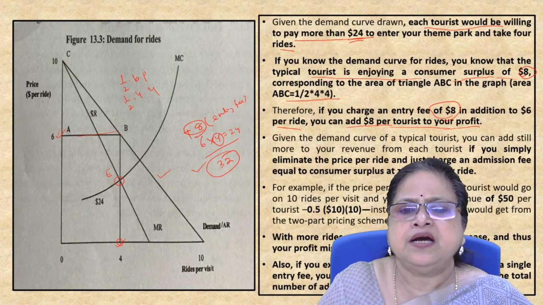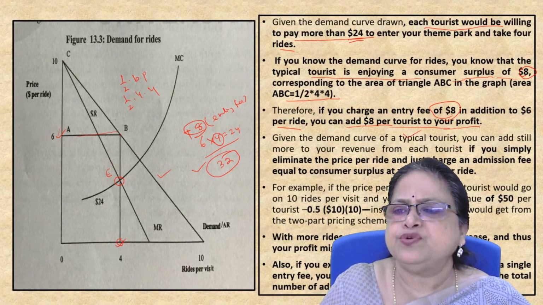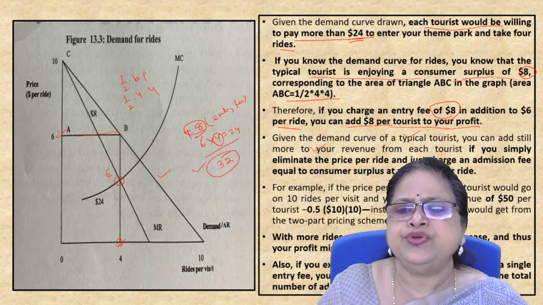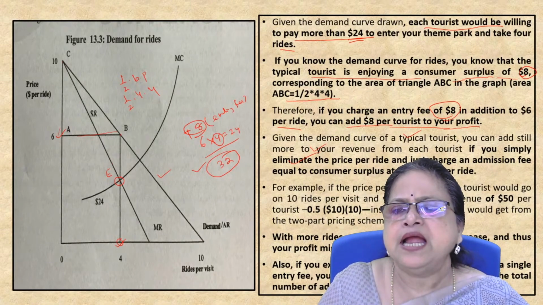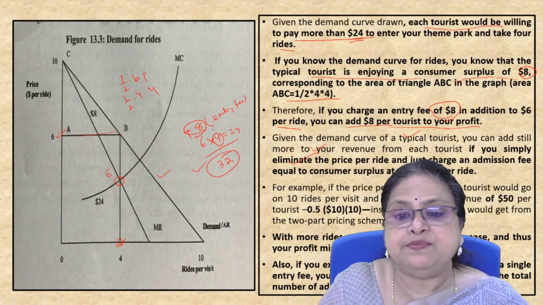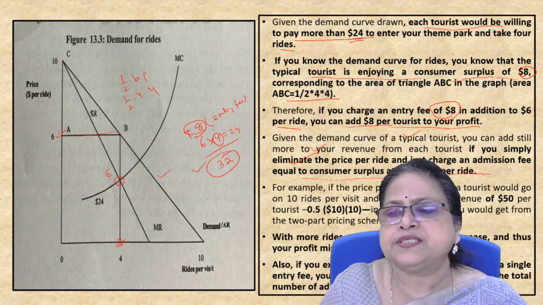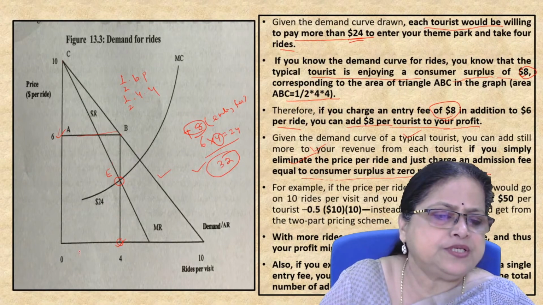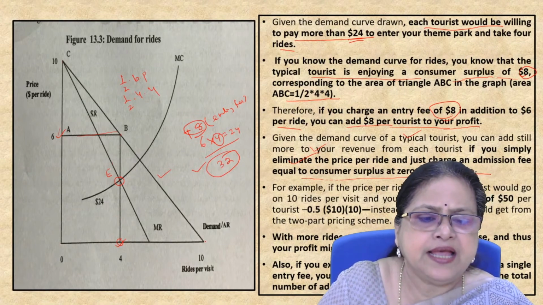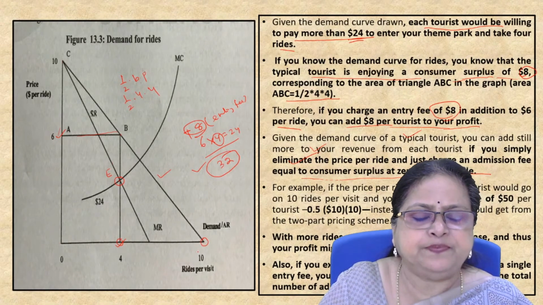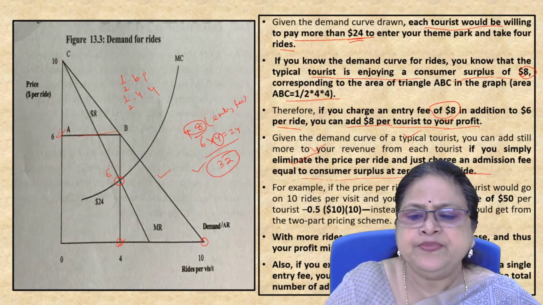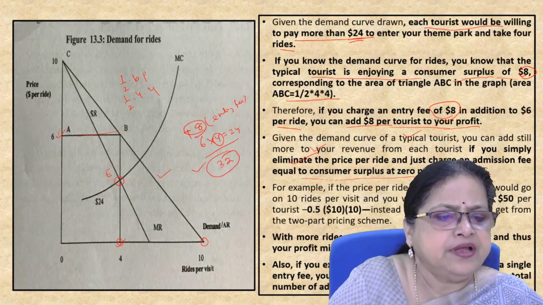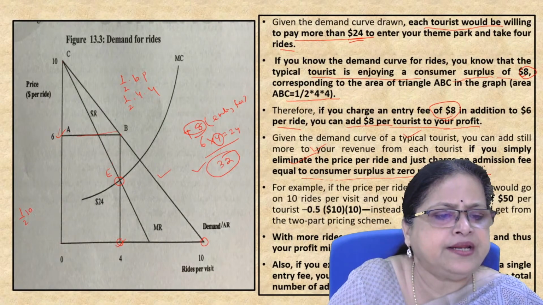Now similarly, given the demand curve of a typical tourist, you can add still more to your revenue from each tourist if you simply eliminate the price per ride and just charge an admission fee equal to the consumer surplus at zero price ride. Suppose this is the zero price. For that, this is the demand, 10 rides per day. Then you can charge the entire thing. Suppose you are charging, the entire thing is half into 10 into 10, that is equal to 50.